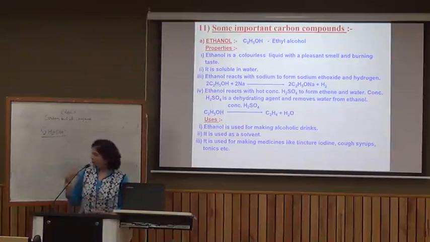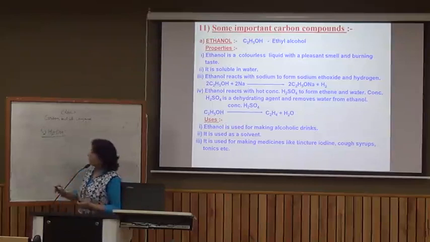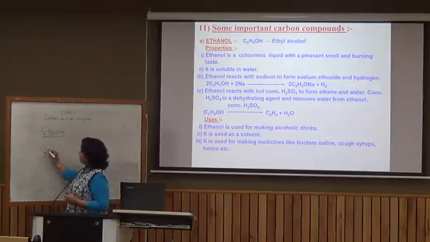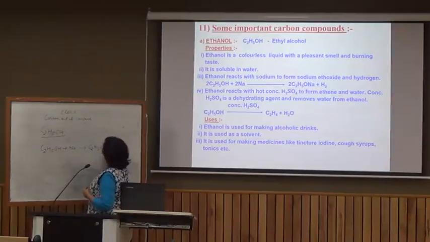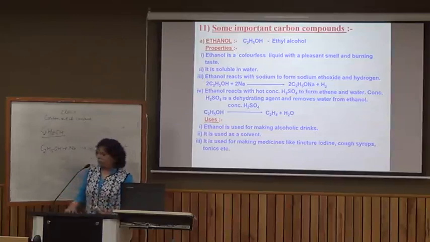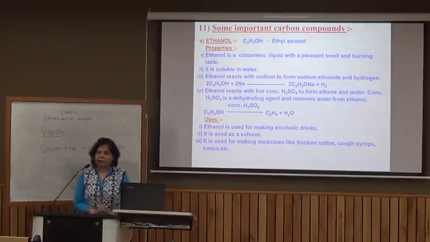Then its chemical properties. It simply reacts with sodium and produces sodium ethoxide, and hydrogen gas is given out. We can balance this equation later. There is one more important chemical reaction. How can we obtain ethene from alcohol? This is its reaction with concentrated sulfuric acid.